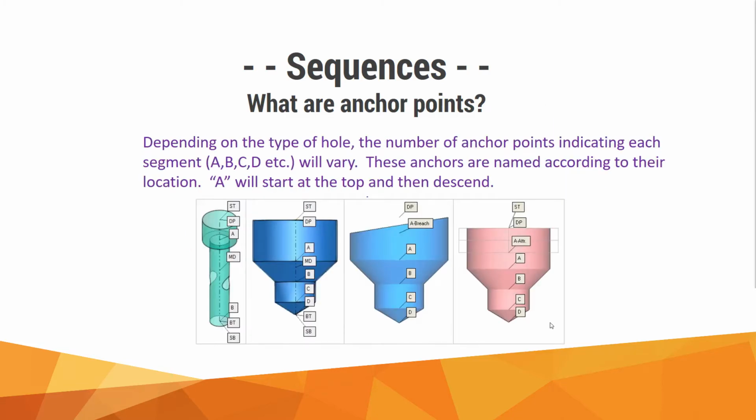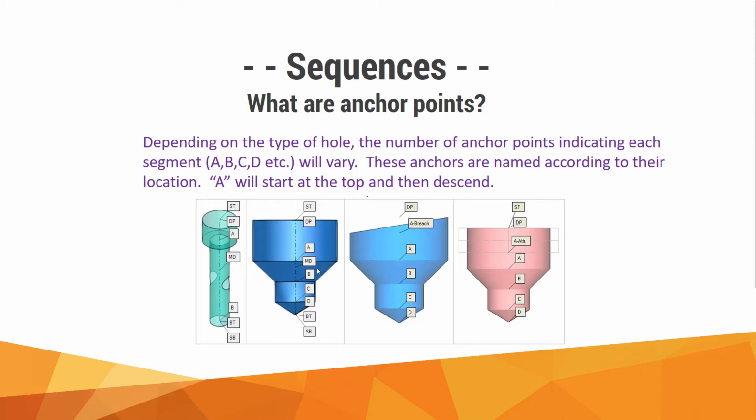Some other things you're going to notice is as you go through different holes, there's going to be more anchor points for some and less anchor points for others. What you want to keep in mind is that more geometry requires more anchor points. It's the only way for us to identify and set up tools to machine to certain levels is to add these anchor points. So you can see we go from the standard anchor points on the left, and as this whole geometry changes, we have more anchor points.